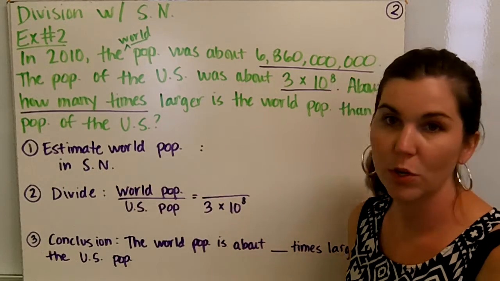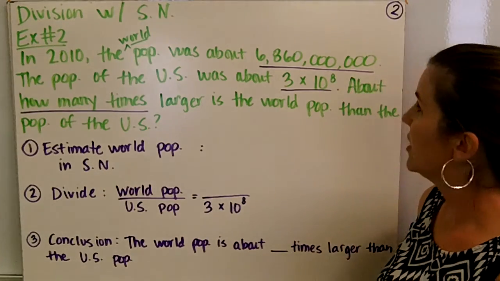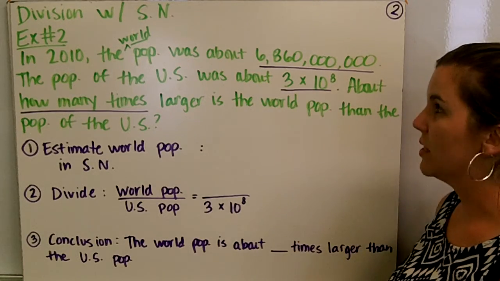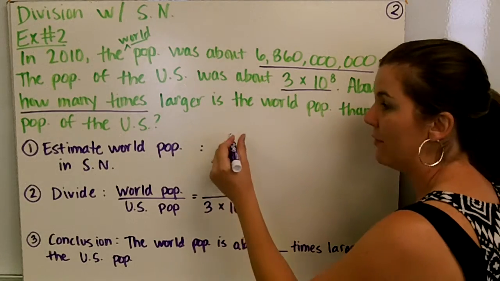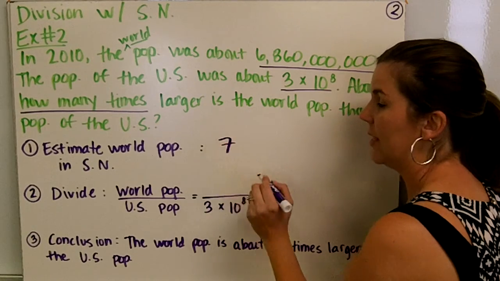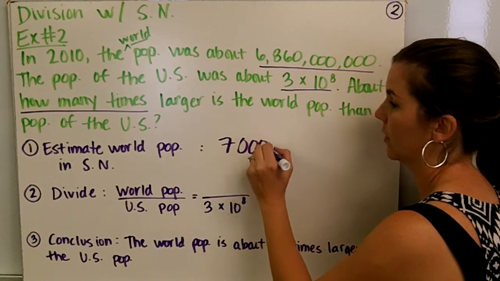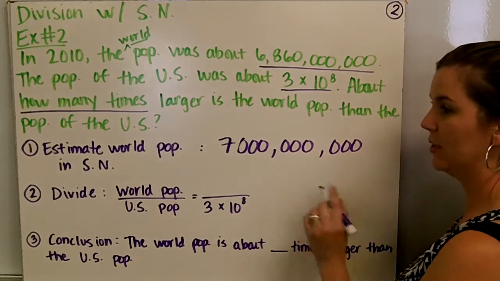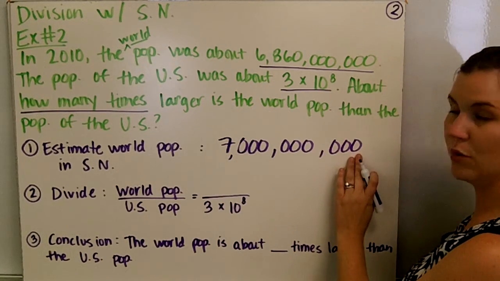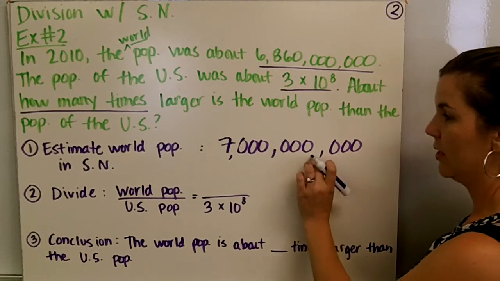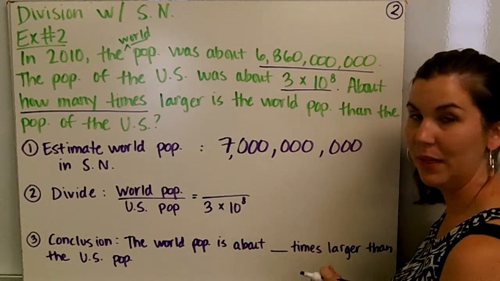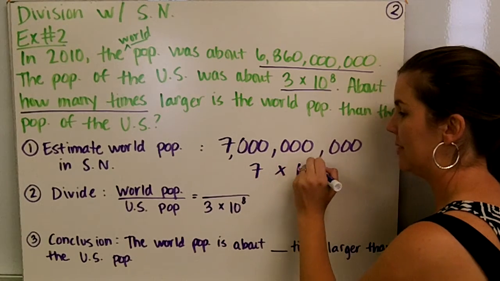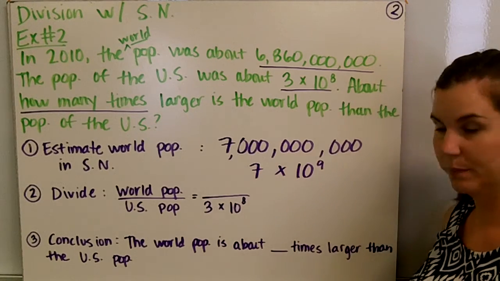Let's estimate the world population in scientific notation. So 6,860,000,000. That's about 7 billion. All right, and we want it in scientific notation. So I'm going to have to move my decimal 3, 6, 9 places. So in scientific notation, this would be 7 times 10 to the 9th power.